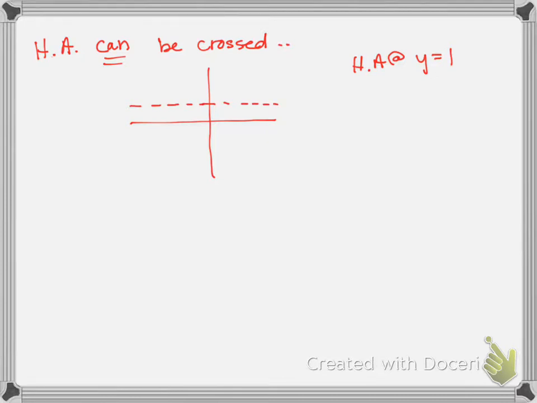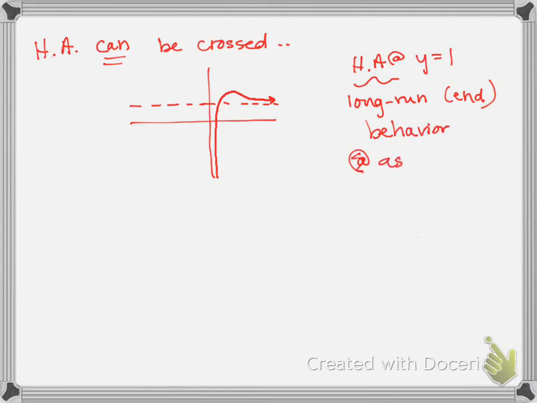but you may have your function come up and cross it, and then it'll have this hump, and then it'll come back down, and then it will start to approach the horizontal asymptote. And that's perfectly allowable in the sense of a function. They'll never cross a vertical asymptote, but they can, in fact, cross horizontal ones. It's just horizontal asymptotes tend to reflect the long term or long run behavior as to where that function's trying to go as x goes to positive or negative infinity.